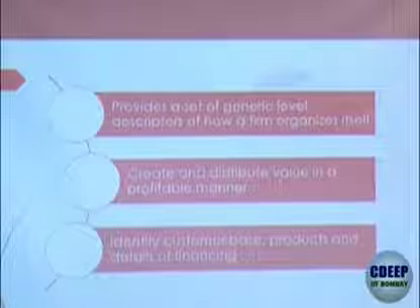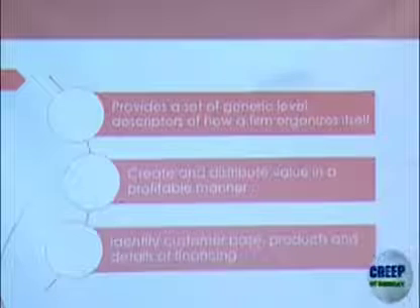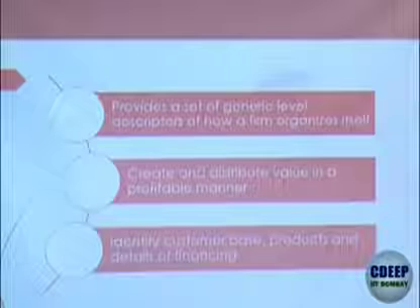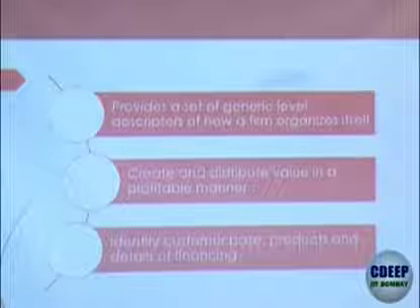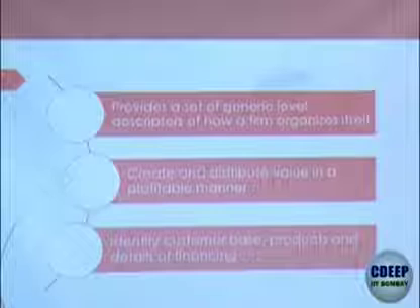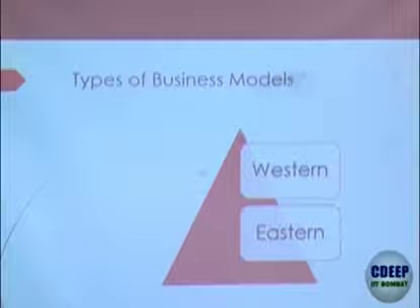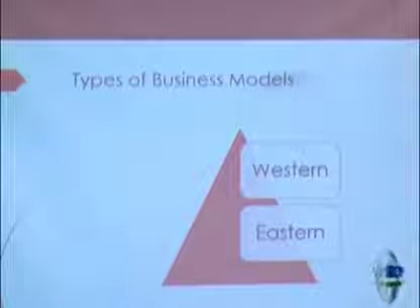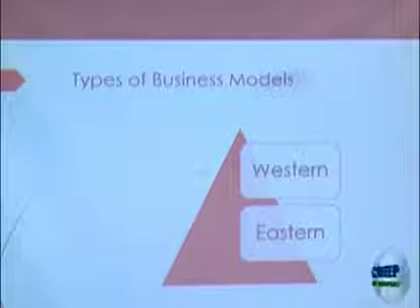So our chapter is chapter 5, types of business models. Now before starting with what is a business model and why do we need it: a business model provides a set of generic level descriptions which can create and distribute value in a profitable manner, and also it identifies the customer base, products and details of financing. In this chapter, we will be talking about dividing the business model into Western business model and Eastern business model.